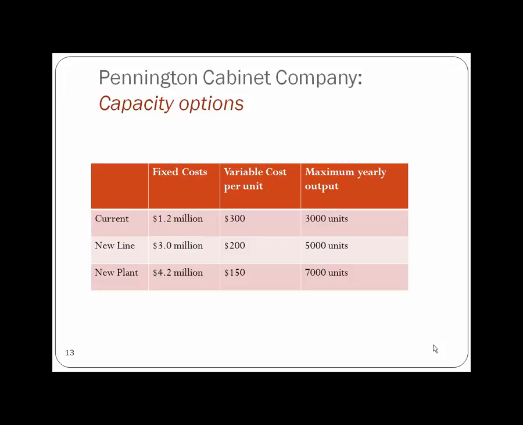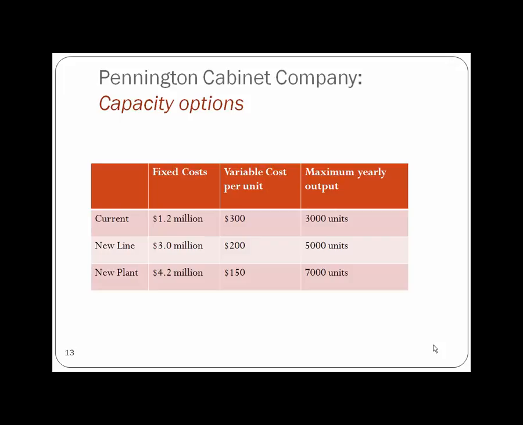Alternatively, they can add a new line within their existing building. That'll bring their fixed costs up to $3 million. It'll help drop the variable costs per unit down to $200 through greater automation, and it'll increase their maximum yearly output to 5,000 units.